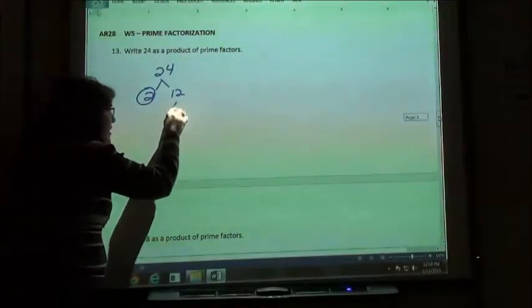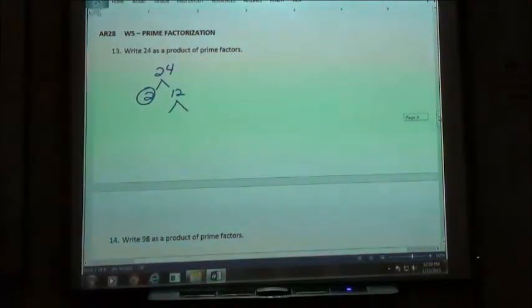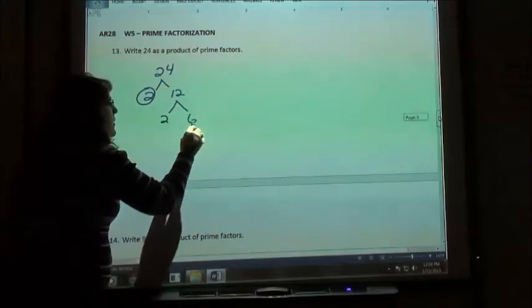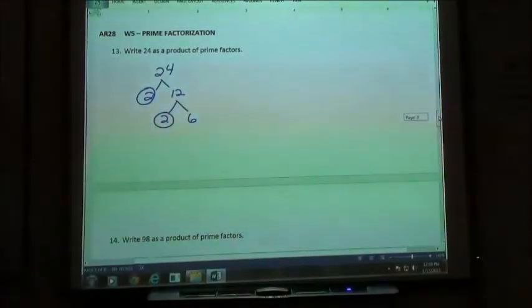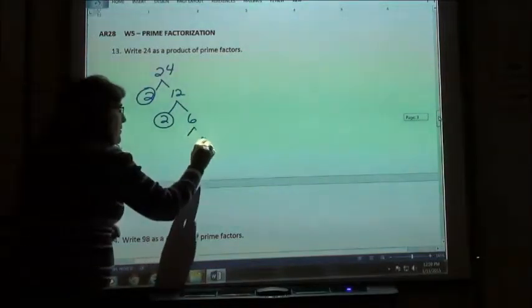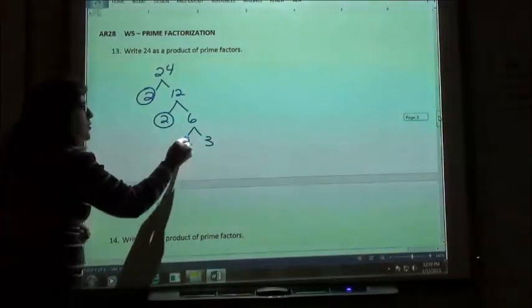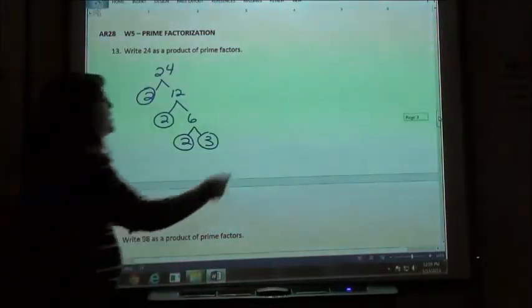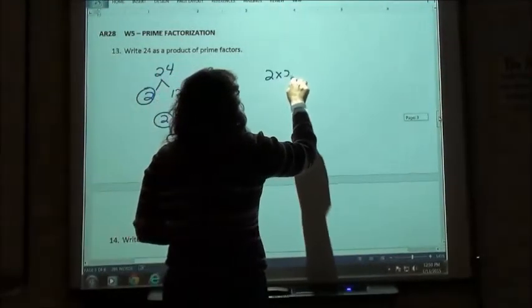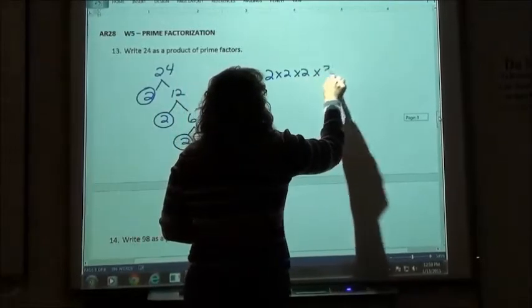That's why they call it a tree, because we're making a whole bunch of branches. So then I factor 12. What times what is 12? 2 times 6. 2 is a prime number. 6 is not. I can factor that again. 2 times 3. 2 is prime, 3 is prime. So my prime factorization is going to be 2 times 2 times 2 times 3.